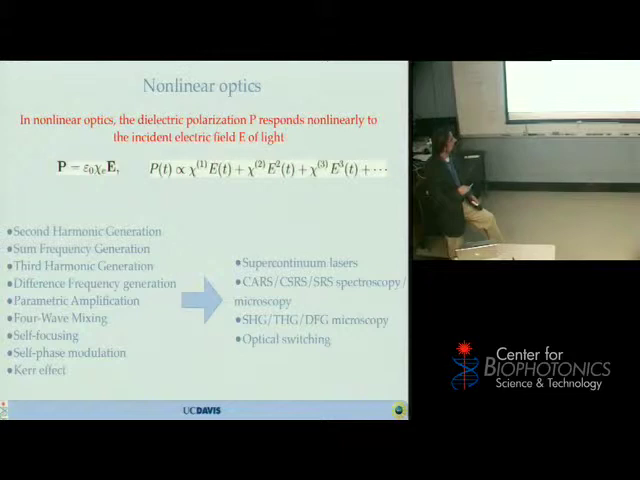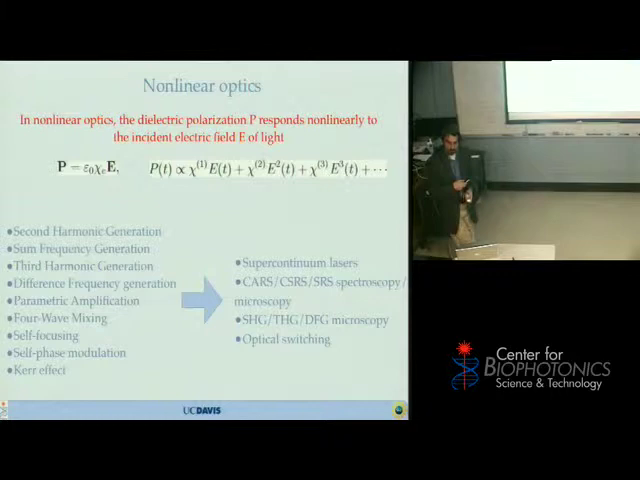So what else can you do? You can do spectroscopy and microscopy using coherent anti-Stokes Raman, coherent Stokes, stimulated Raman. Or you can do second harmonic using second harmonic generation, third harmonic, sum frequency generation microscopy. Or you can do optical switching using the Kerr effect. Now, this is probably a little too much, it would be a lecture for each one. I think you're going to see a lecture for CARS, and then Thomas will talk about nonlinear second harmonic. Okay. So, I'm going to talk a little bit about optical switching now.